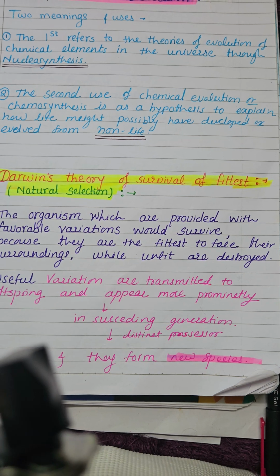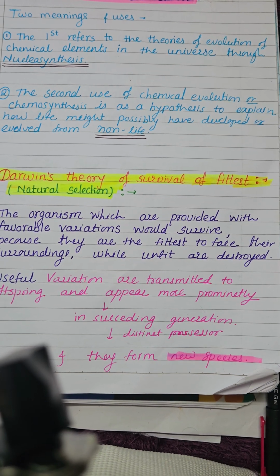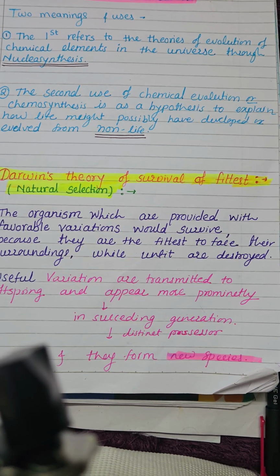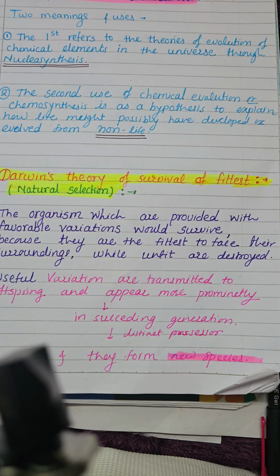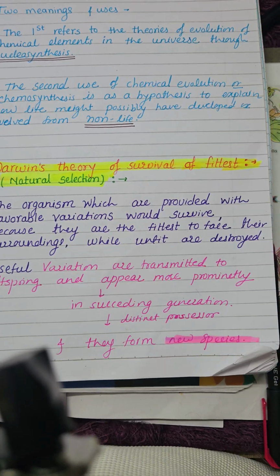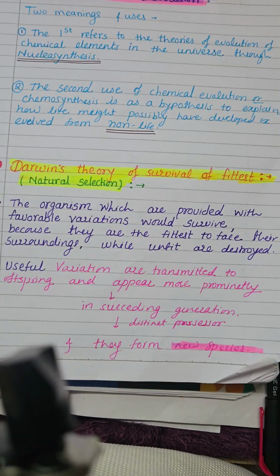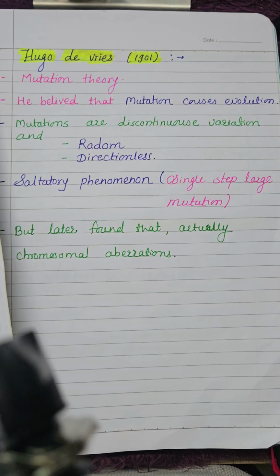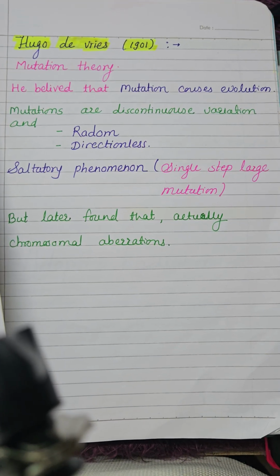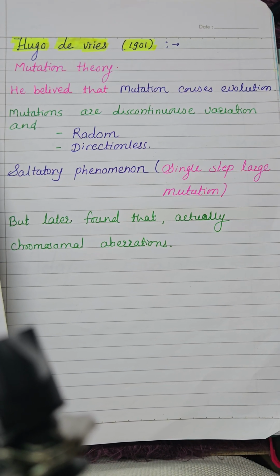Only organisms with favorable variation survive. Fittest does not mean strongest, it means best adapted to the environment. जो भी useful variations होते हैं and appear more prominently. So Mr. Darwin ने हमें दी है natural selection की theory.